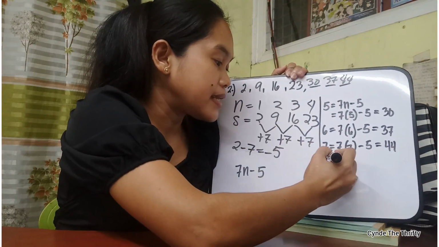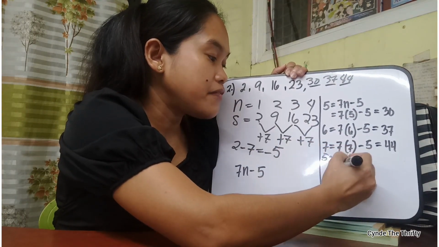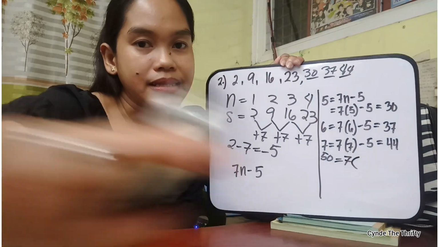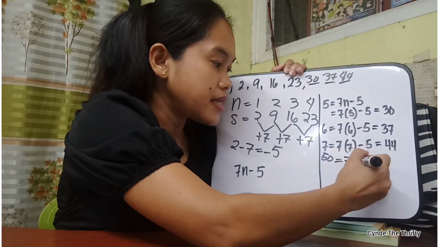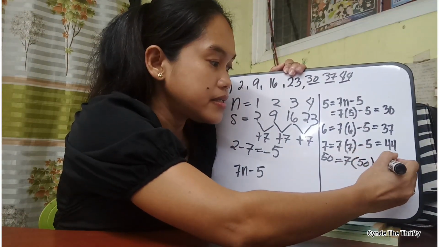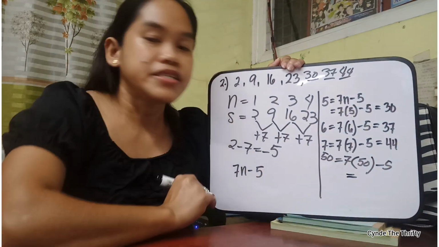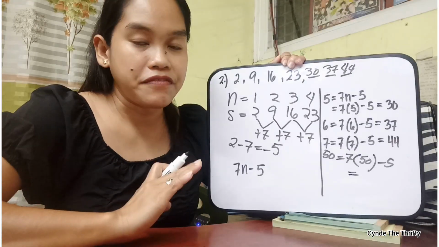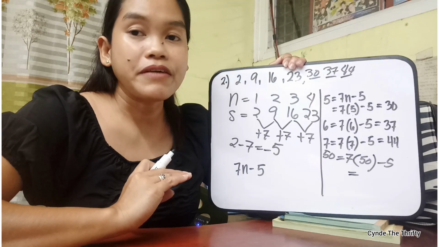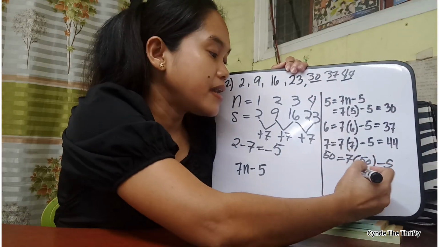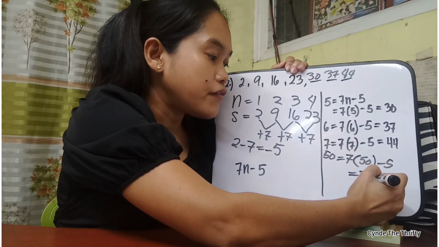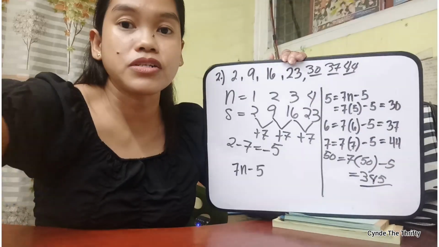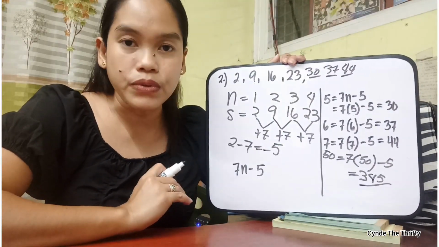Solve natin si 50th term. 7 times, pang ilang term yung hinahanap natin? 50th. So, 7 times 50 minus 5 equals, 7 times 50 is equal to 350 minus 5, ano yung pang 50th term natin? 345. Ayan. Di ba mapapadali yung pag-solve natin kapag meron tayong nth rule.